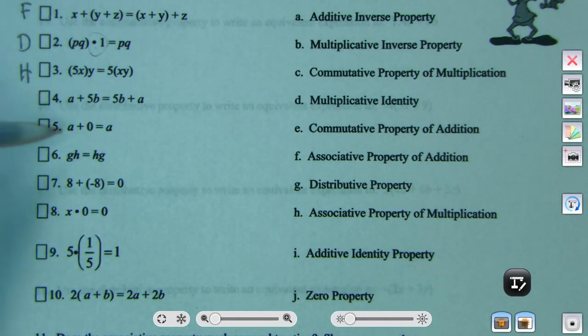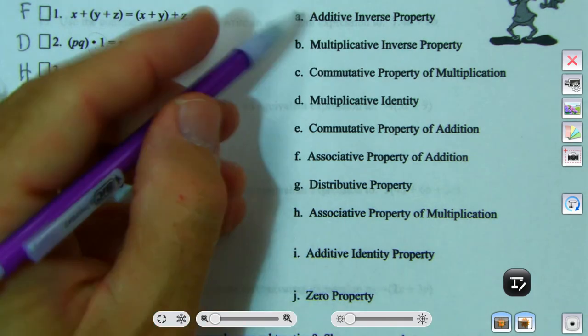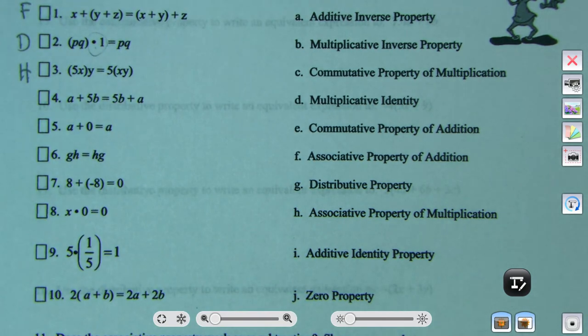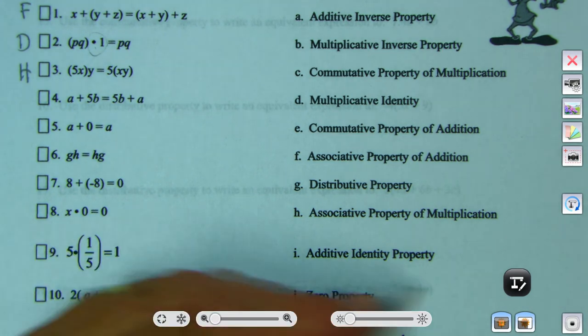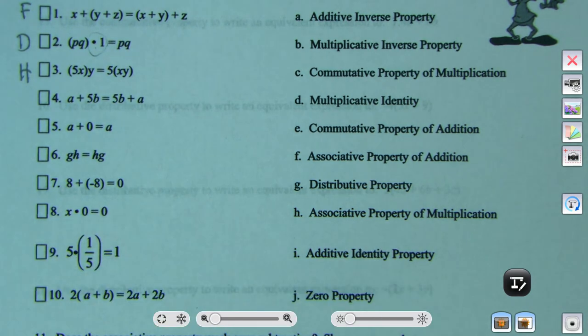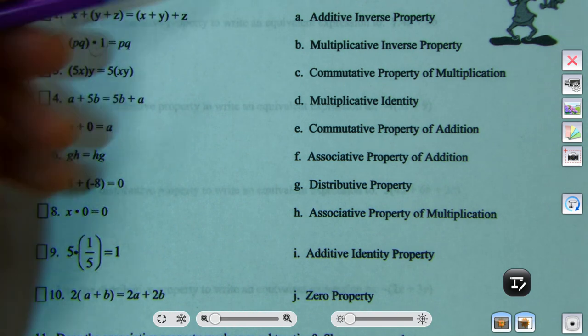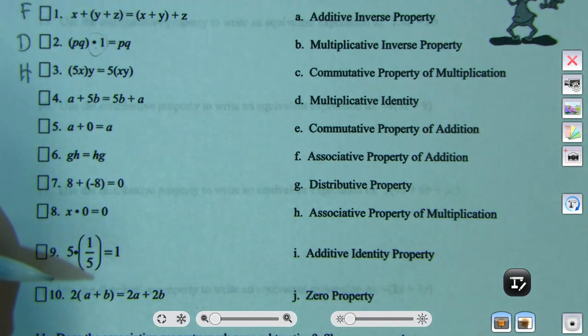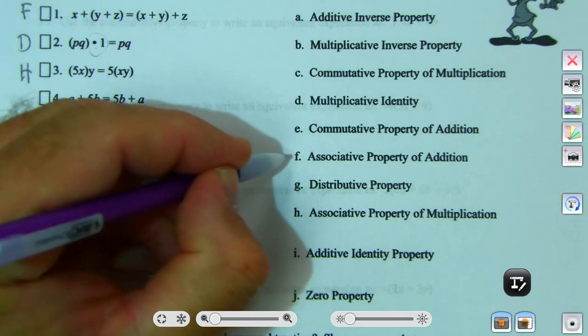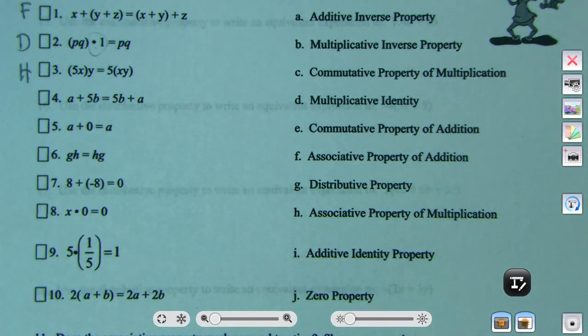So since it's addition, I know it's not the additive inverse because I don't see a zero in there, nor is it the identity property of zero, because those two would have a zero. Identity and inverse would include a zero, as well as multiplicative identity and inverse would include a one. So now I'm down to, could it be the commutative property of addition or the associative property of addition? Maria, you got an idea?